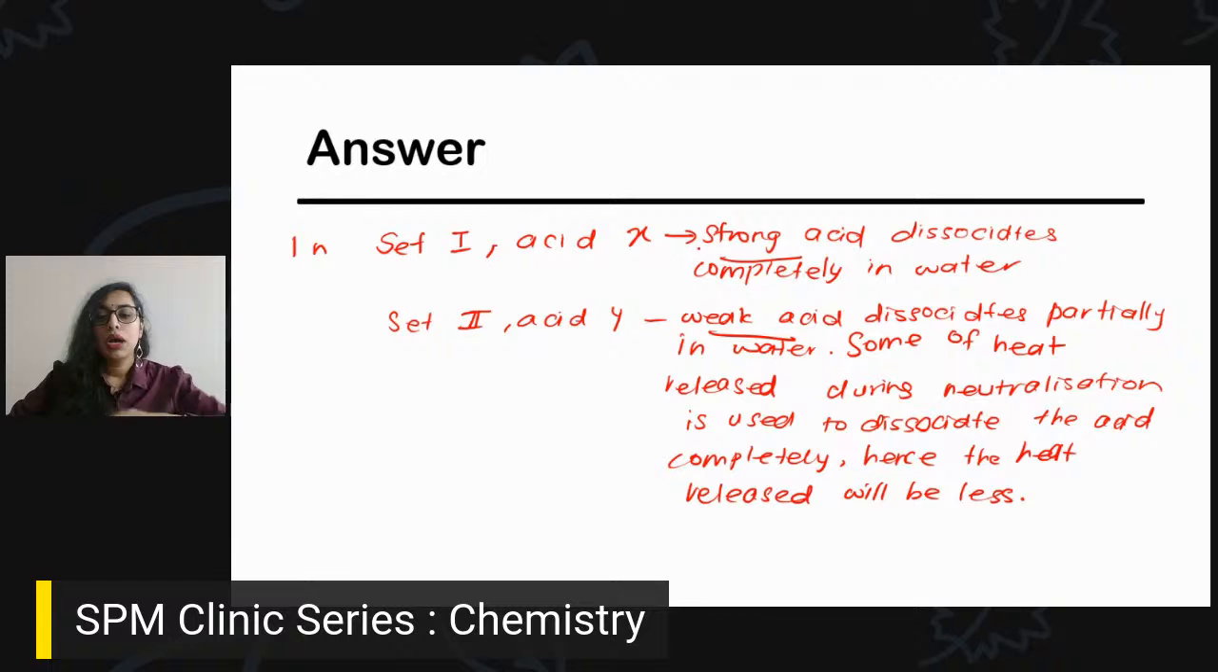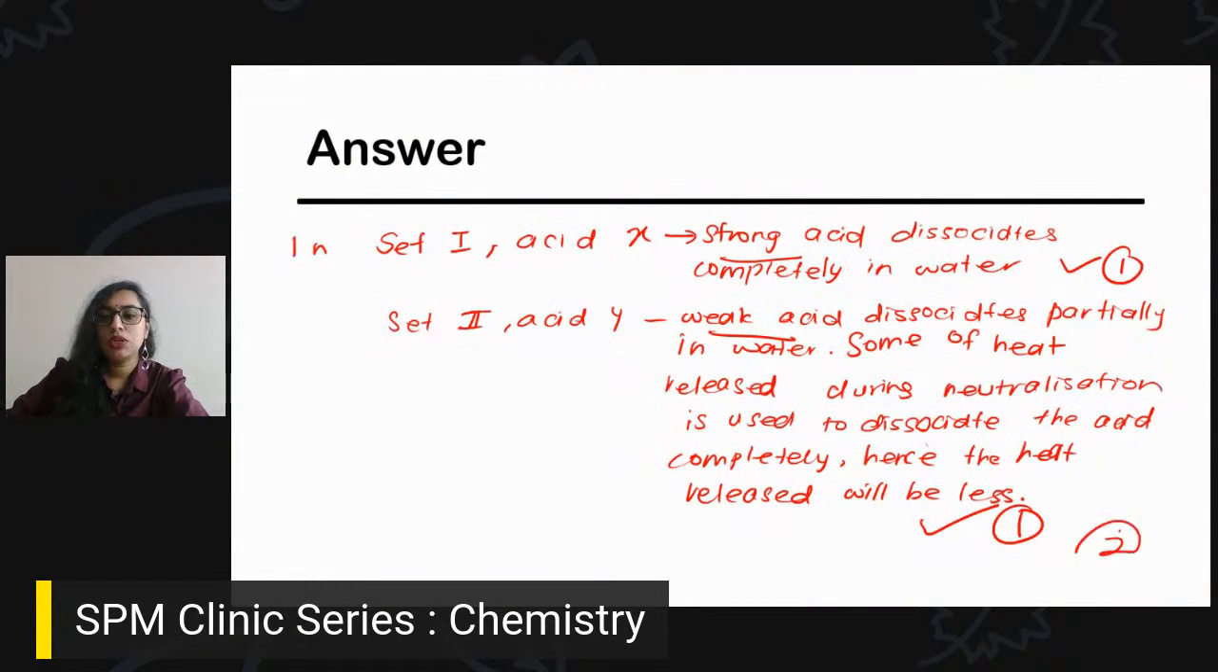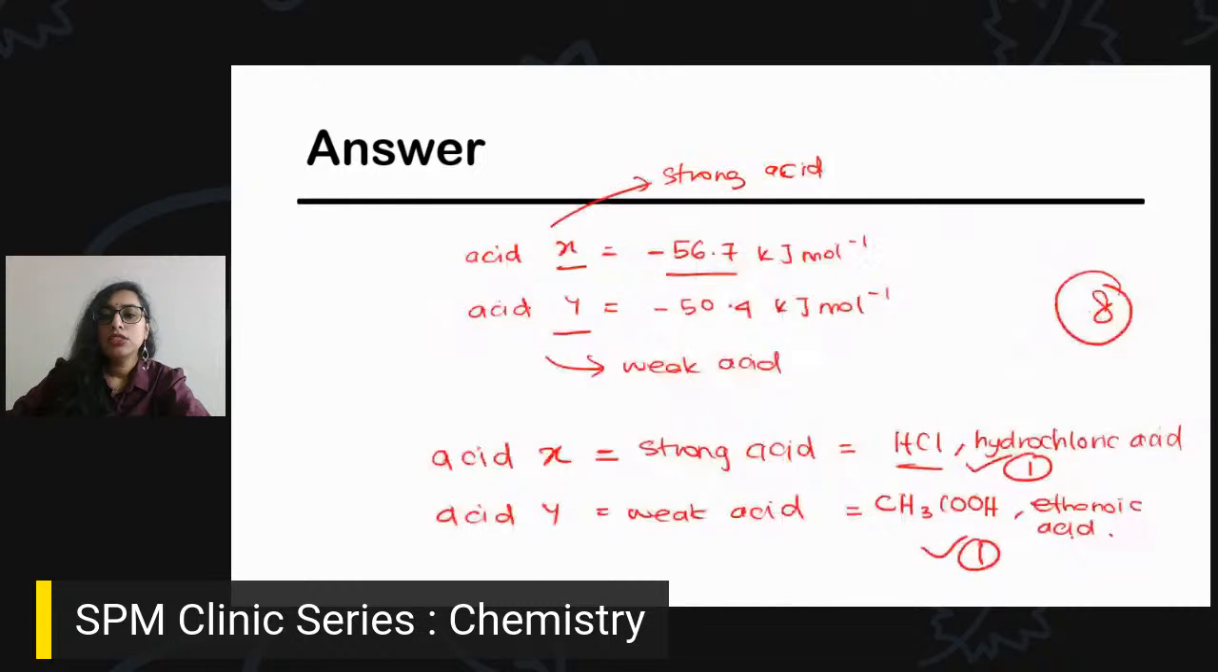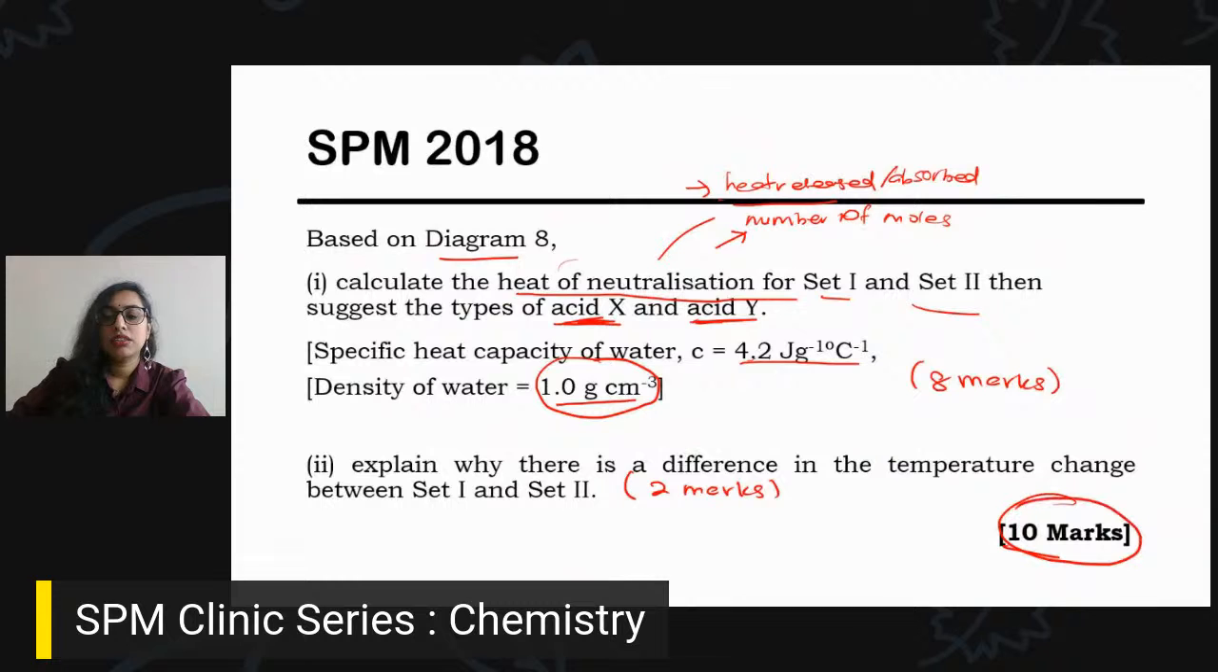So you will get 1 mark here that you indicated a strong acid and a weak acid, and 1 mark here to give why, because some of the heat released during the neutralization is used to dissociate the acid completely in water. So that is why the heat released will be less. That's 2 marks for the second question. So 2 plus 8, you will get 10 marks.